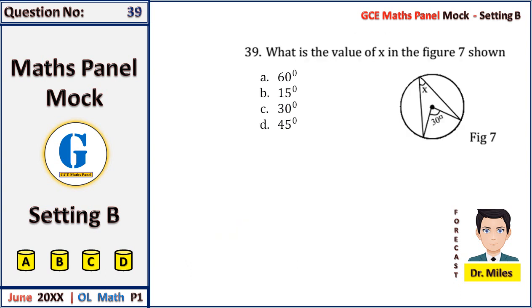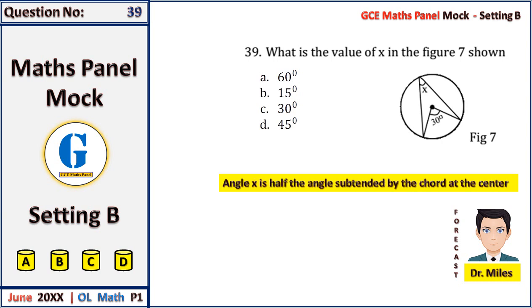39. What is the value of x in figure 7 shown? The angle x is half the angle subtended by the chord at the center. So that chord subtends an angle of 30 degrees at the center and subtends an angle of half that value at the circumference, since it's the same chord. Therefore, the value of x must be equal to 30 degrees divided by 2, and that gives us 15 degrees.